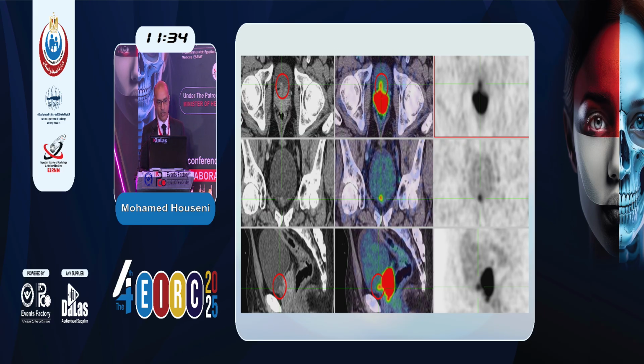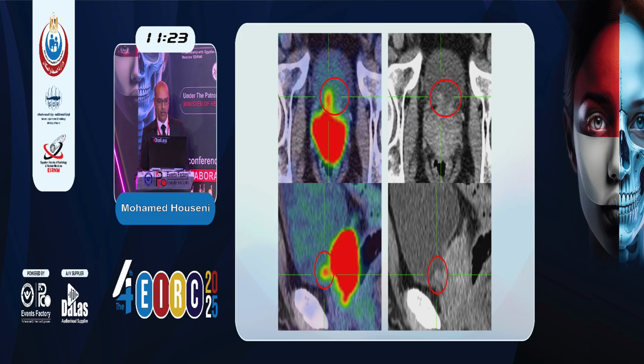As I said, the fluorine PSMA is excreted by the liver, so you're having a little amount of activity in the urine, and in this case, you can clearly see the active extension of the prostate cancer to the urinary bladder, and it will be difficult if you are using the gallium-68.